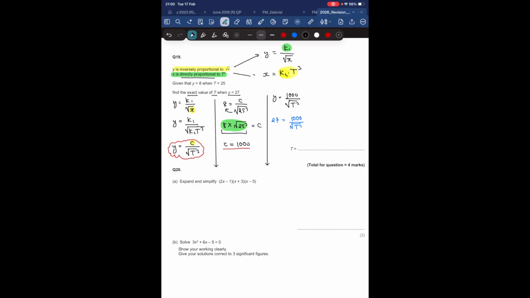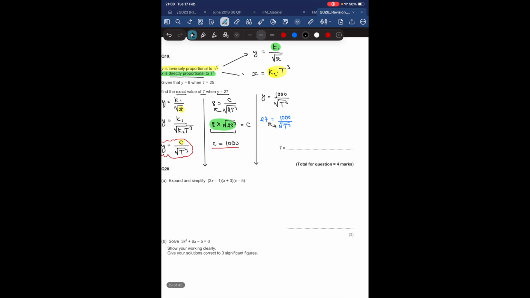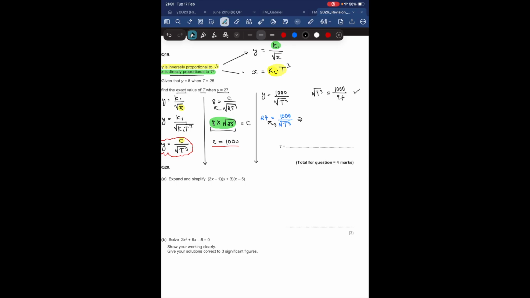Now, I need to solve this equation, so what I'm going to do very quickly is swap the 27 with the square root of t cubed. So I end up with the square root of t cubed equals 1,000 over 27. Right, I'm going to move this up a little bit because I'm running out of space. So I'm going to shift that up there. I'm now going to bring the square root over to the right-hand side. So I'm going to get t cubed is equal to 1,000 over 27 squared.